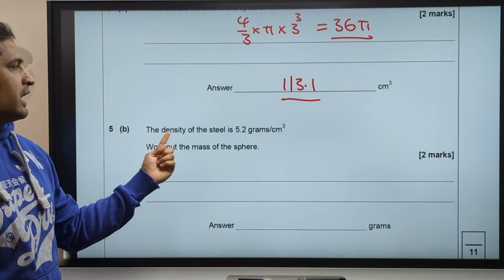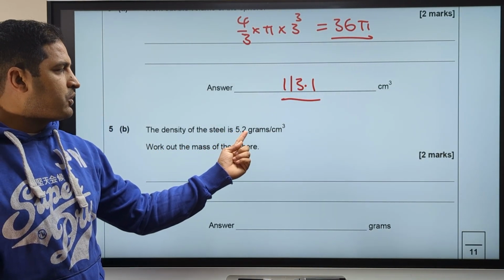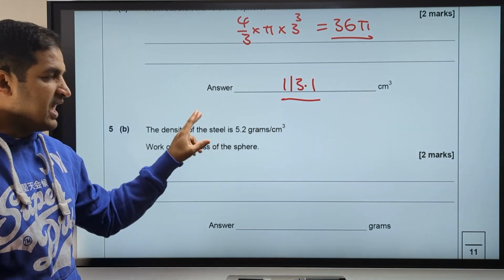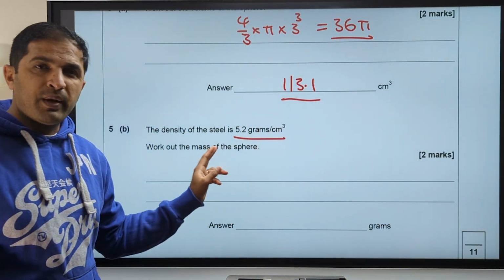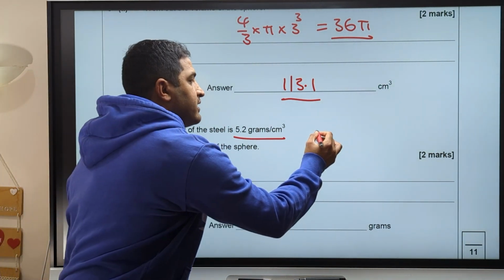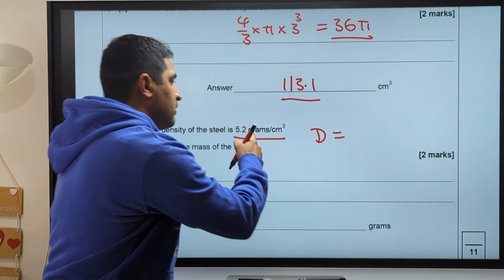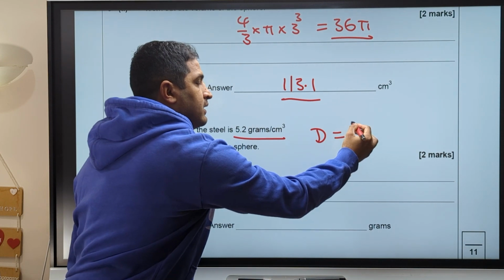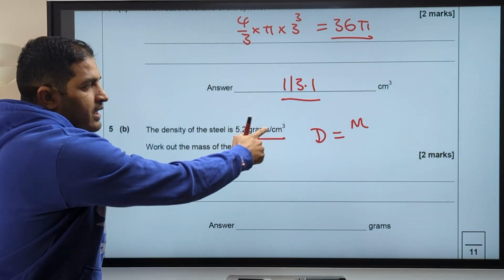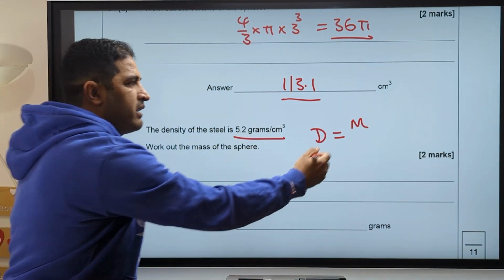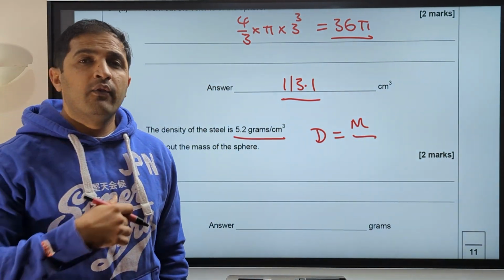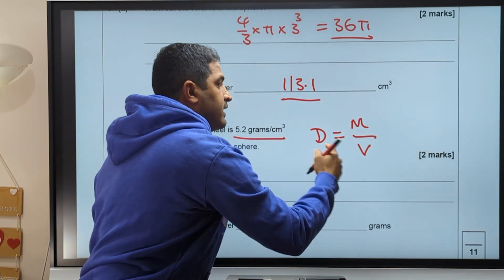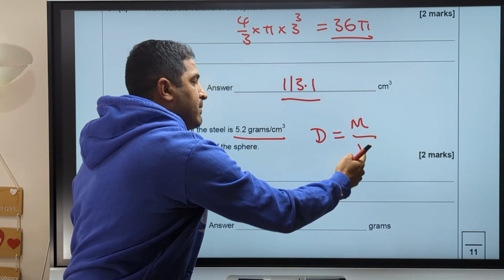So first part here, the density of the steel is 5.2 grams per centimeter cubed. That actually gives you the formula. You can use this information to work out the formula. So the density D comes from grams, which is your mass or the weight we call it, divided, that slash means divide by the centimeter cubed. Now centimeter cubed is the unit for the volume. So you're saying density comes from mass divided by volume.